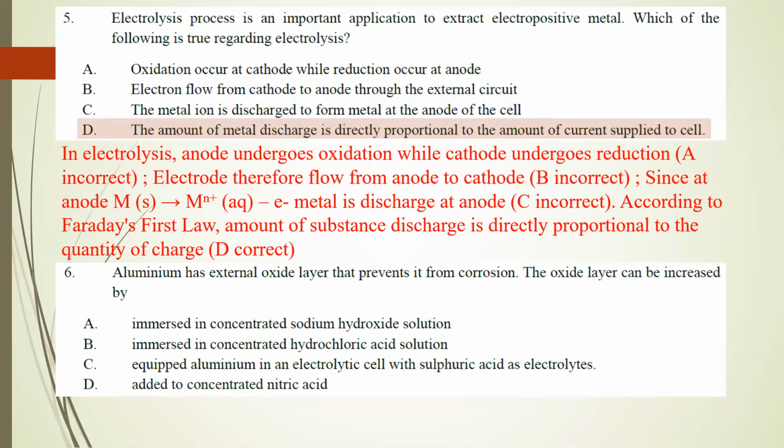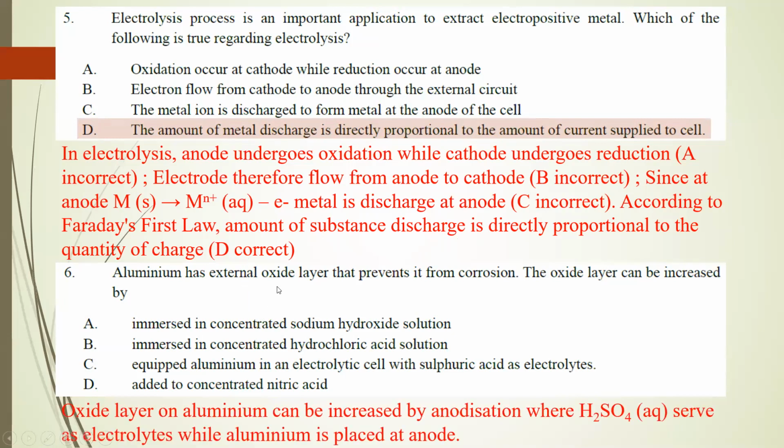The oxide layer can be increased by what? This is a very technical question where there is only one way to increase the oxide layer of the aluminium, which is to place aluminium in an electrolytic cell with sulfuric acid. We call it anodization. So the best answer in here is C.